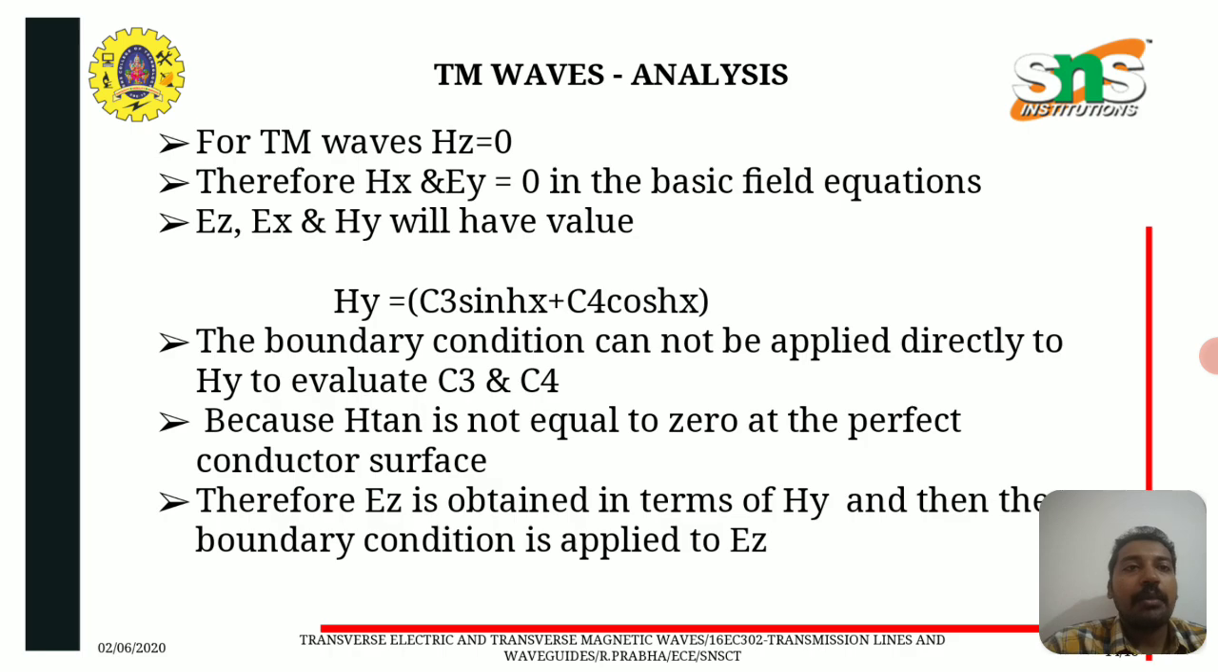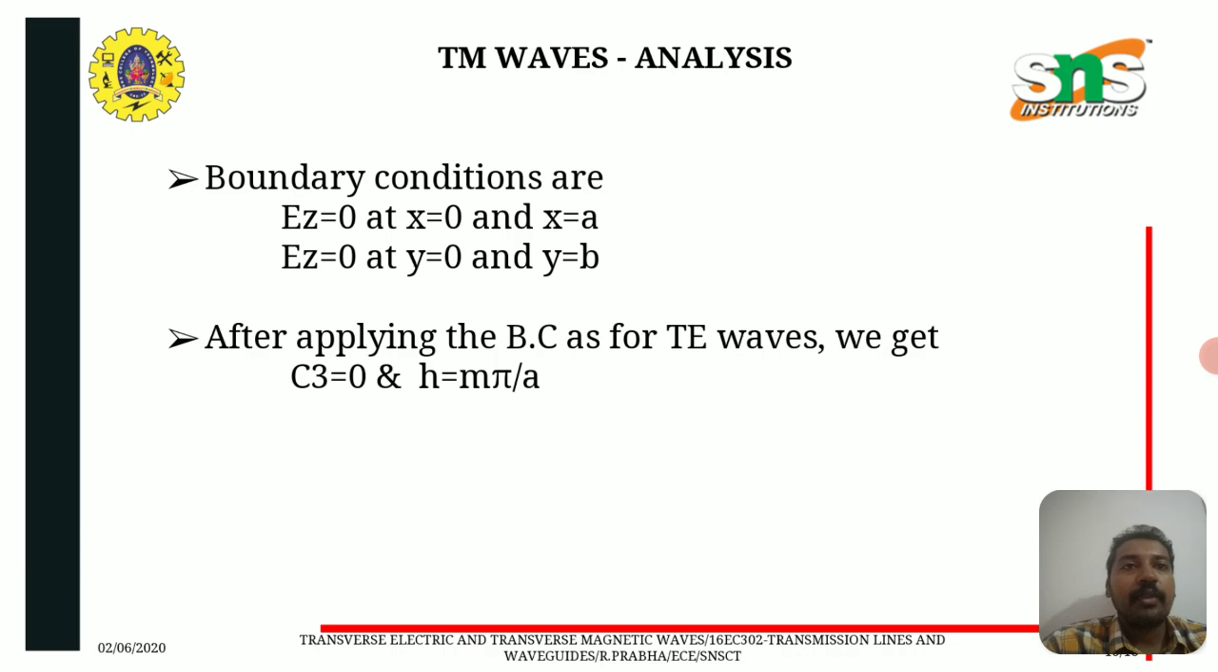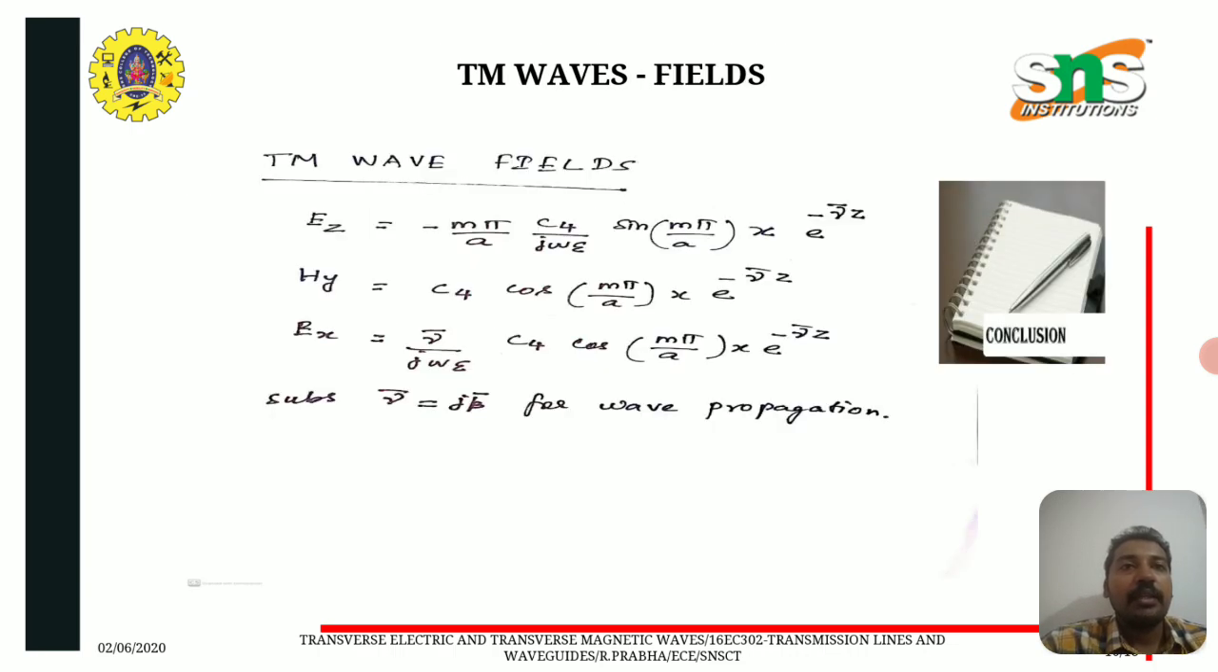Therefore, Ez is obtained in terms of Hy and then the boundary condition is applied to Ez. After applying the boundary conditions, we get C3 equal to 0 and h equal to m pi by a. The Ez, Hy and Ex values for TM waves are calculated.